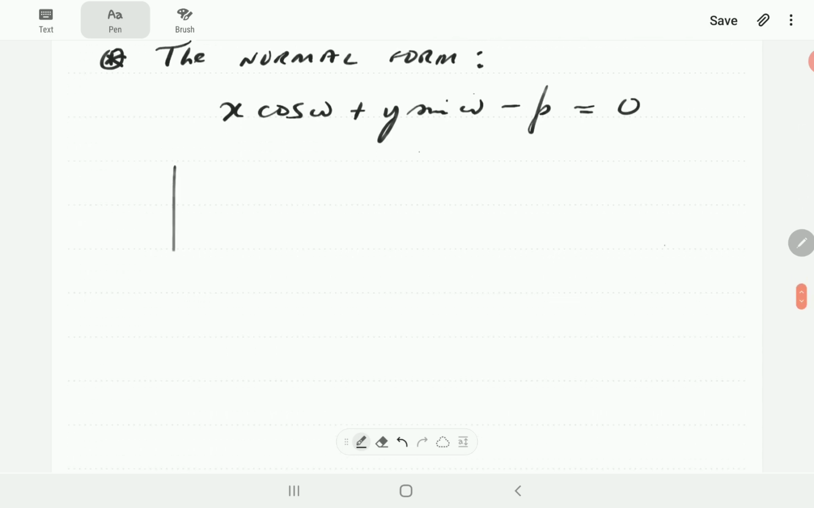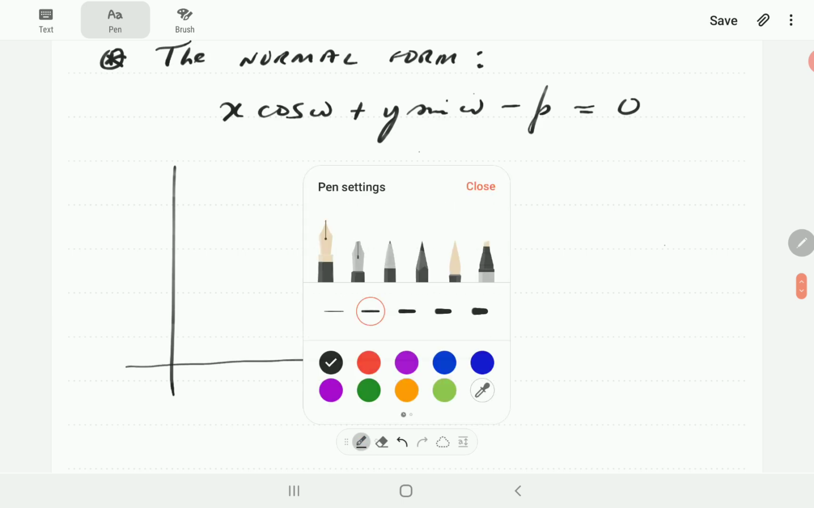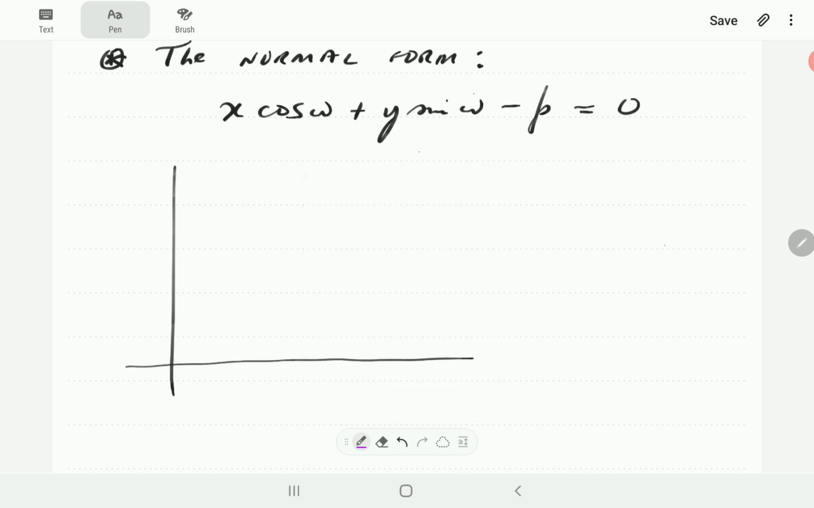So the angle omega is the angle made. So we've got a straight line like this. If the distance from the origin to the line, this is the normal distance, is p, and then the angle made by that normal is omega, then that is going to be the equation, this one here.